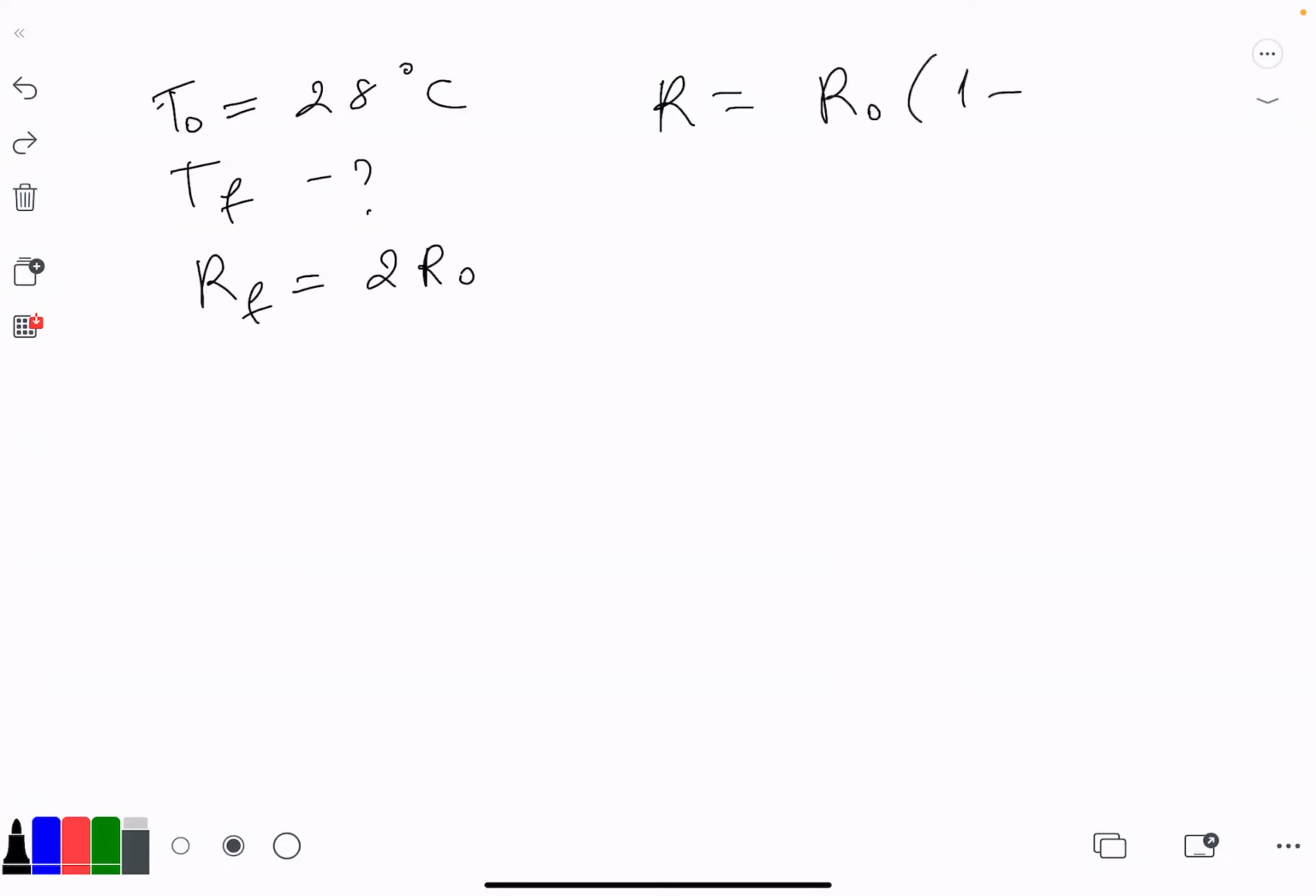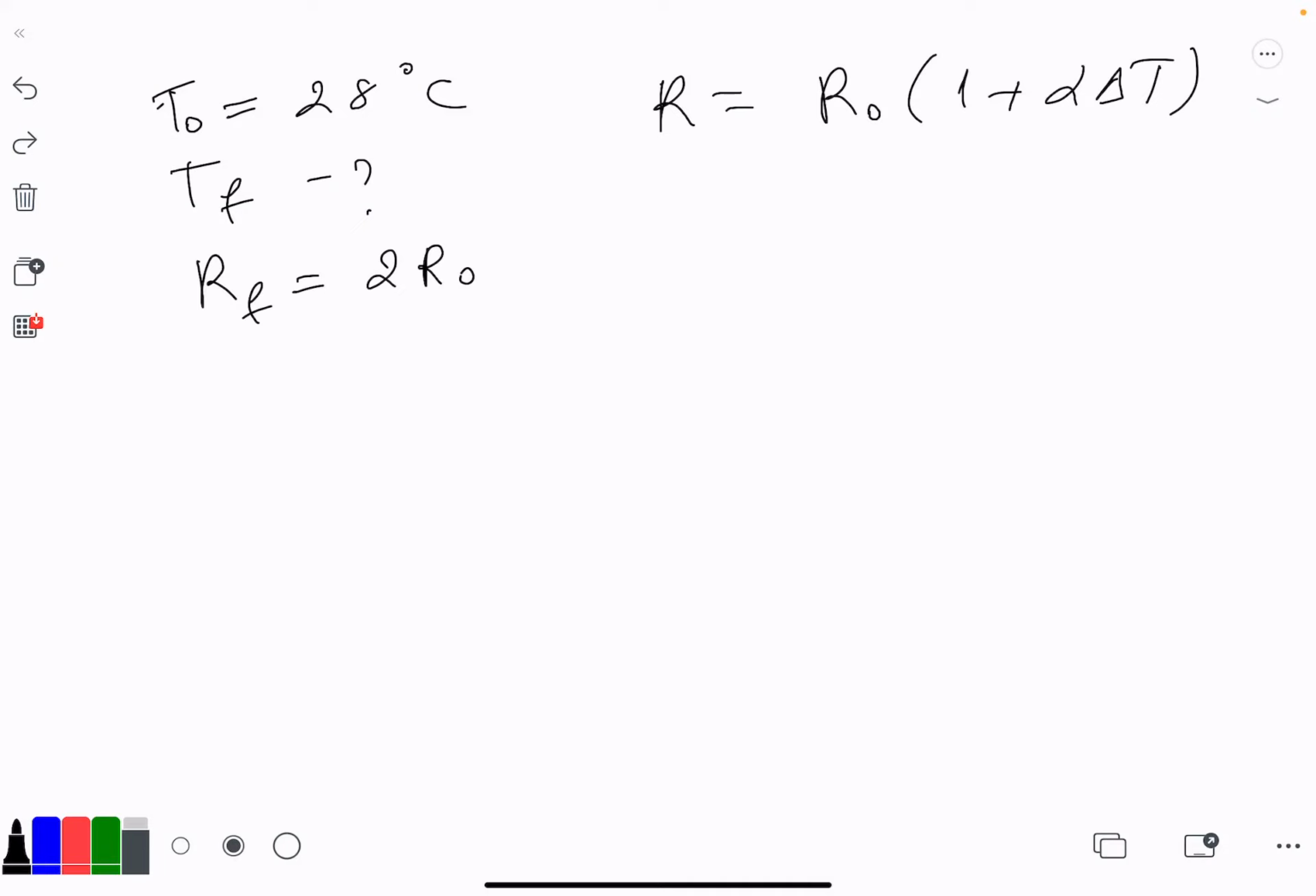Okay, so in this problem, we are given the initial temperature, 28 degrees Celsius. We have to find the final temperature when R final is twice R initial. The general formula for such a problem is final resistance is equal to initial resistance times 1 plus alpha delta T. Delta T is the change in temperature.